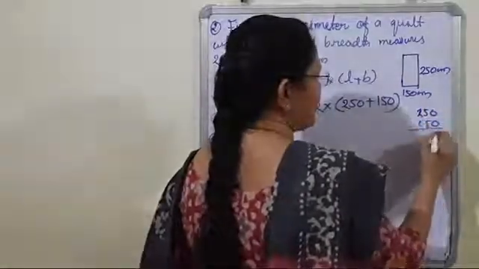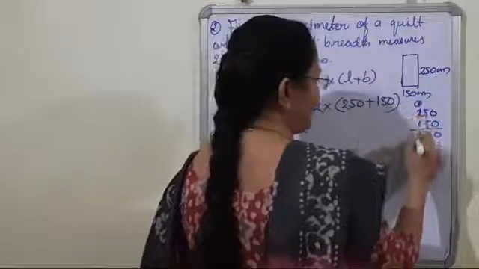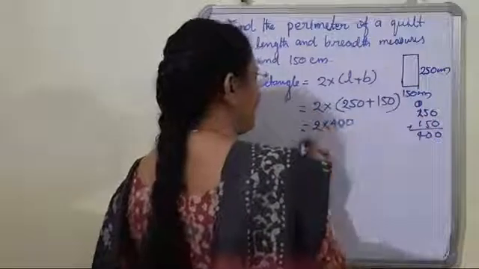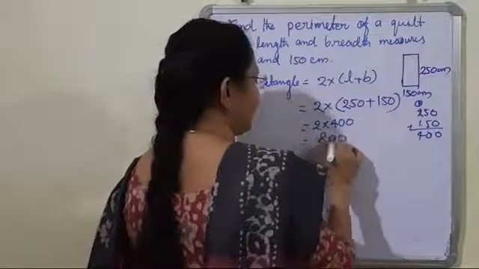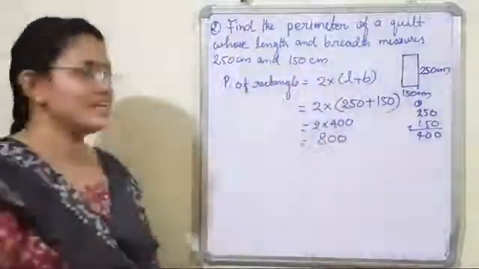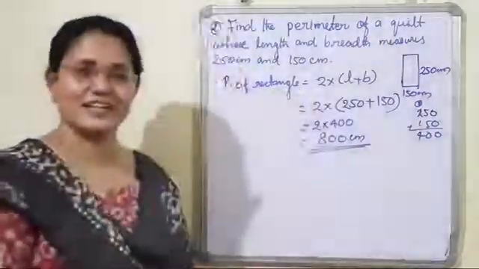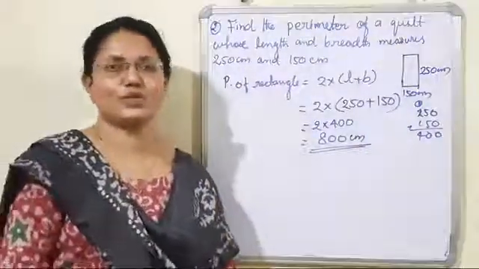What is the sum? 0, 10, 1 carry, 4 is there. Okay. Therefore, 2 into 400. What is 2 into 400? 800. Okay. What is the unit given here? Centimeter. Therefore, its answer is also a centimeter itself. This is the perimeter of the quilt.